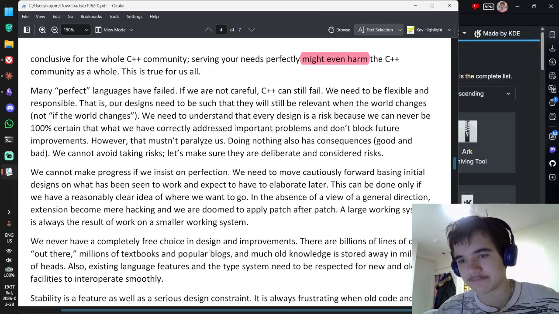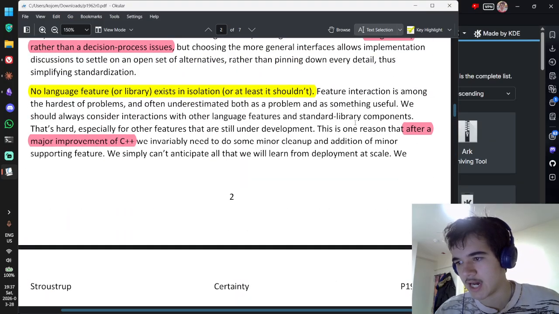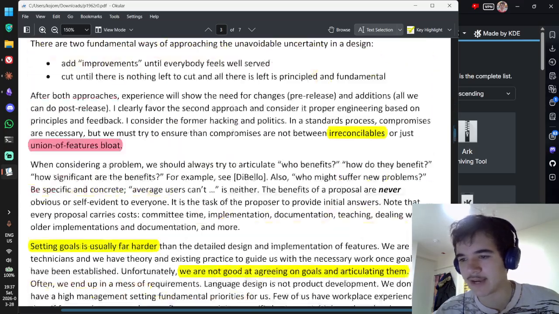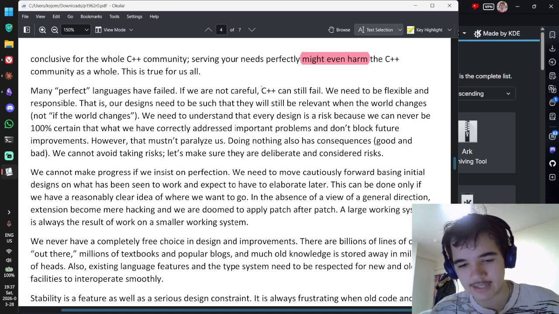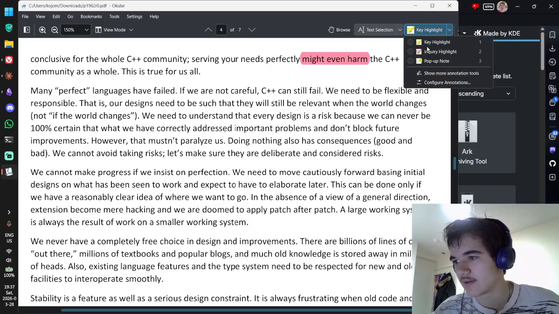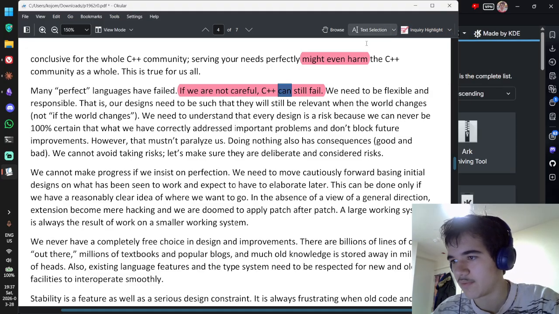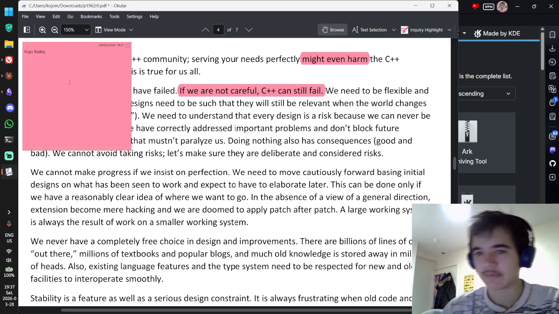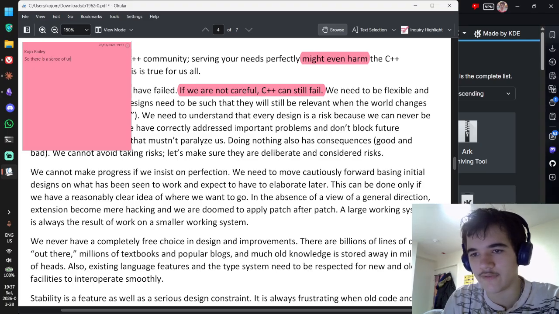Many perfect languages have failed. Many perfect everythings have failed. If we are not careful, C++ can still fail. Okay, so earlier I said after a major improvement of C++, so it seems like there is actually a sense of imperative, imperativity, what the hell, a sense of urgency because C++ can fail. Okay, why am I highlighting it? I'm not. Okay. C++, yeah. So there is a sense of urgency.